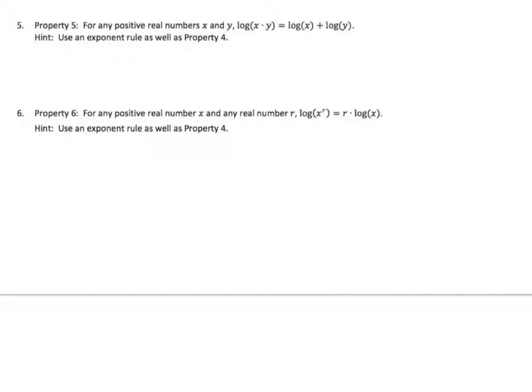Two more properties. Property 5: for any positive real numbers x and y, log of x times y equals log x plus log y. Hint: use an exponent rule as well as property 4. We know the rule: a raised to the b times a raised to the c equals a to the b plus c. That's our exponent rule, that's the hint.